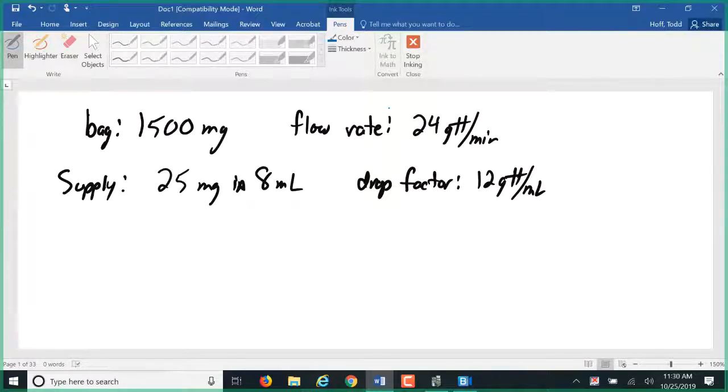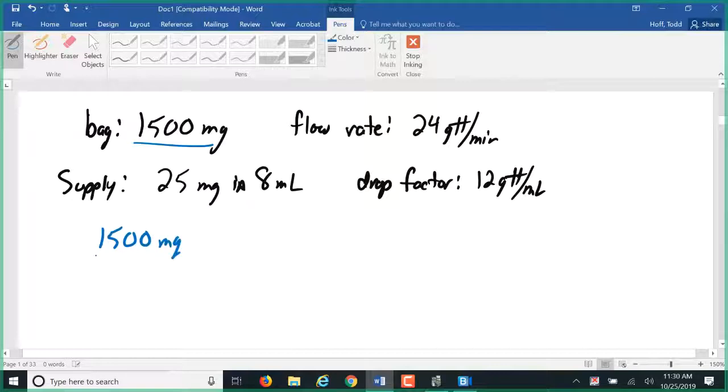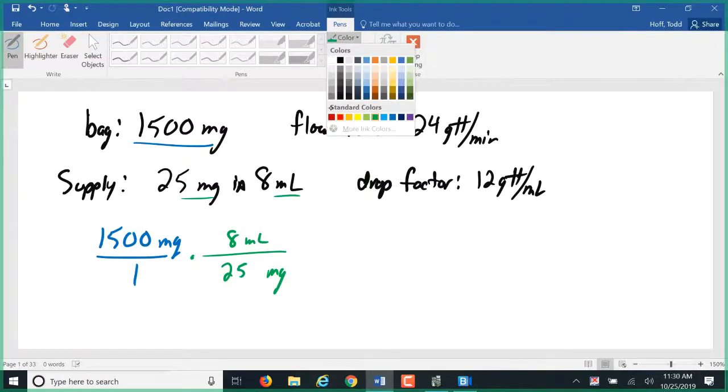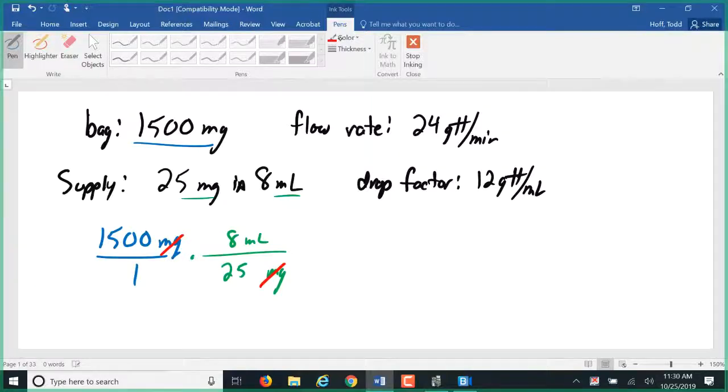Okay, it's 11:30, so let's go ahead and go through this one. So our IV bag currently contains 1,500 milligrams. We need to get rid of the milligrams. We have 25 milligrams in 8 milliliters. So we'll have to get rid of the milliliters.